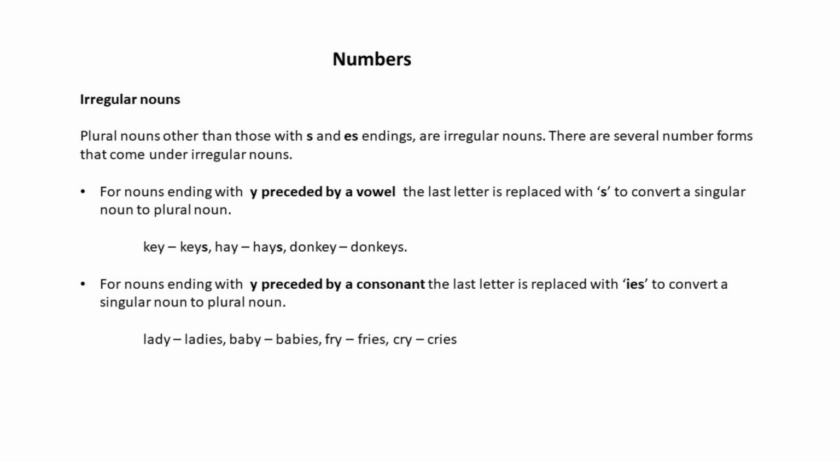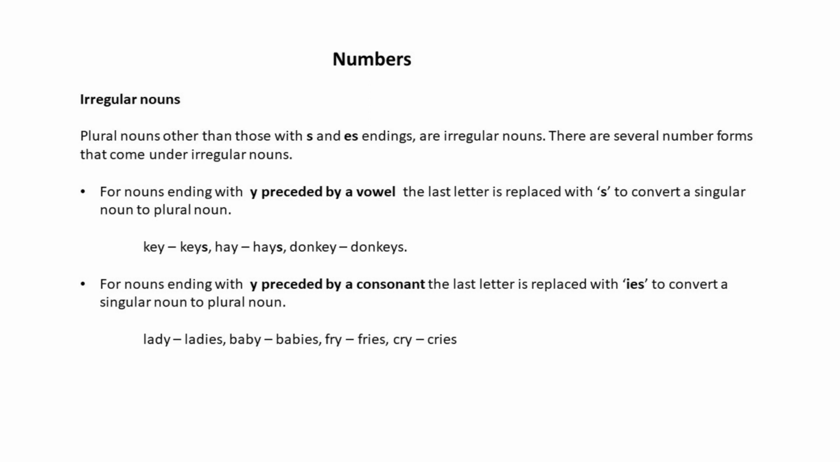The next one is for nouns ending with Y preceded by a consonant. The last letter is replaced with IES to convert a singular noun to its plural noun. For all nouns that end with the letter Y, if there is a consonant before the Y, then to make the noun plural, we replace that letter Y with IES.